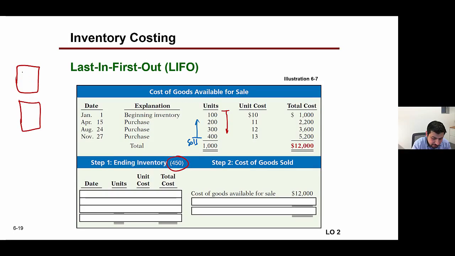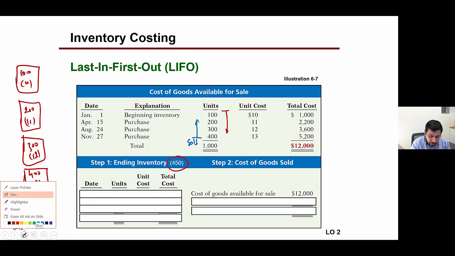Four buckets, sorry. We have 100 for 10, we have 200 for 11, 300 for 12, and we have 400 that were purchased at 13. So for the cost of goods sold, you would start from the ending and go backwards, but in this case we need to calculate the ending inventory. At this point we have 450.